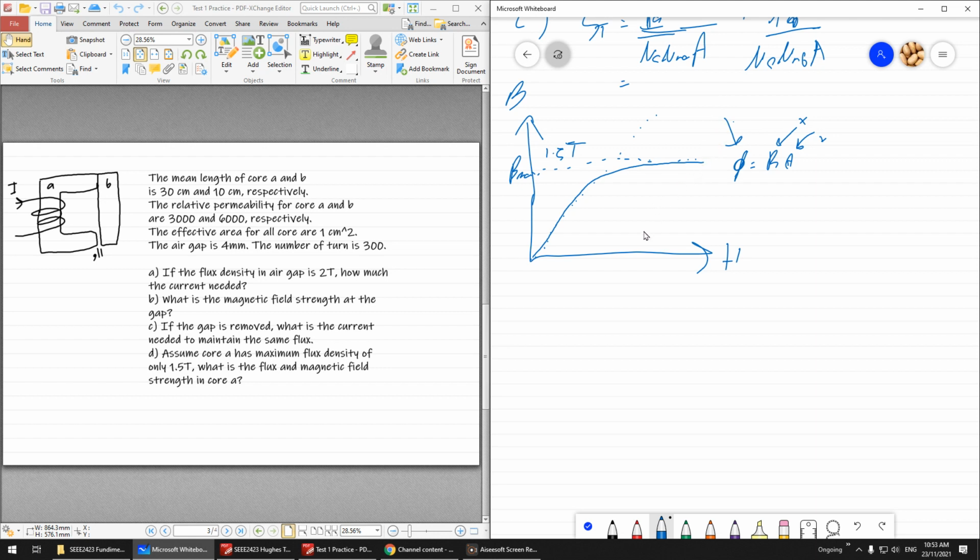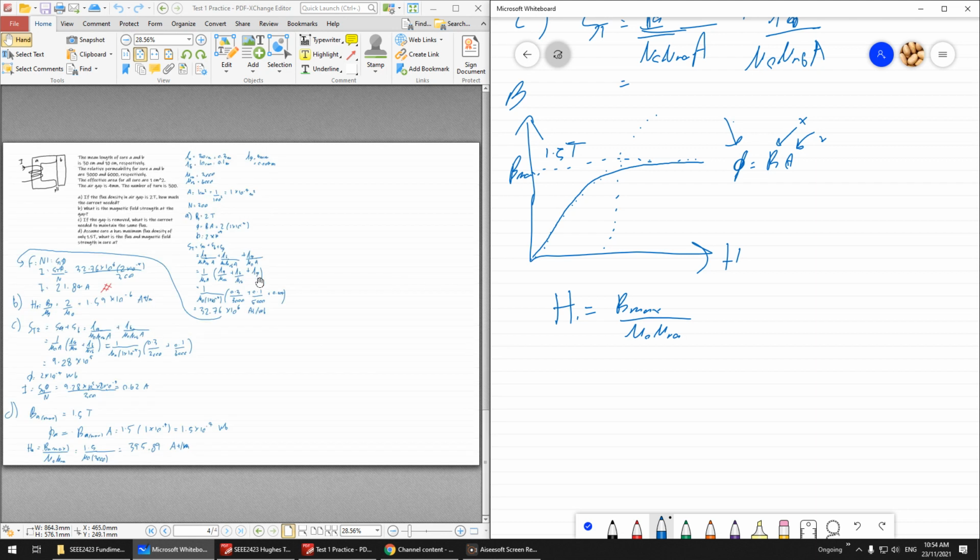So how to calculate the magnetic field strength in core A? Basically H equals B max divided by mu naught mu_r A. That's it, so you get the answer. Because it is already saturated, you cannot increase the magnetic flux density anymore. So this is how you try to answer the magnetic circuit question.